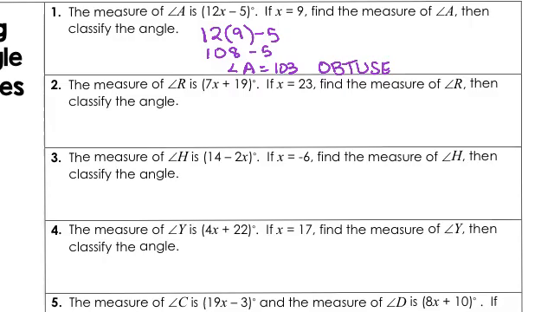Let's do another one. Angle R is 7x plus 19. And we know that x is 23. So we substitute in 23 in for x. 7 times 23 is 161 plus 19 is equal to 180. What kind of angle is that? You might think it's obtuse, but angle R is straight. Remember, 180 is a special number.